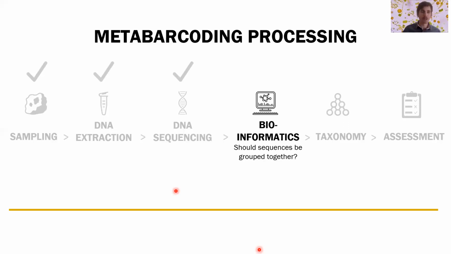So now that we have our DNA sequences, we need to process those sequences computationally, which is the bioinformatics. The main question here, there are several, such as how do we get rid of bad quality DNA sequences? What's the software that we use to process these sequences? Those are relevant questions, but there's a fair amount that's being done on that. I want to focus on, should sequences be grouped together?